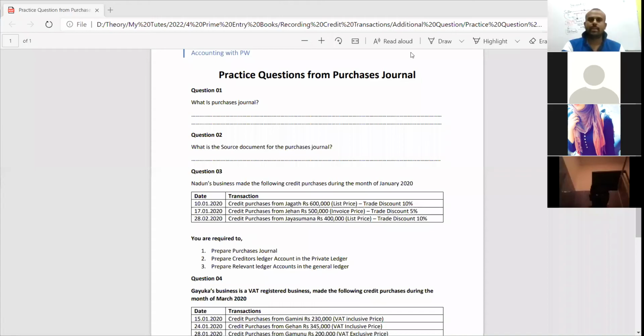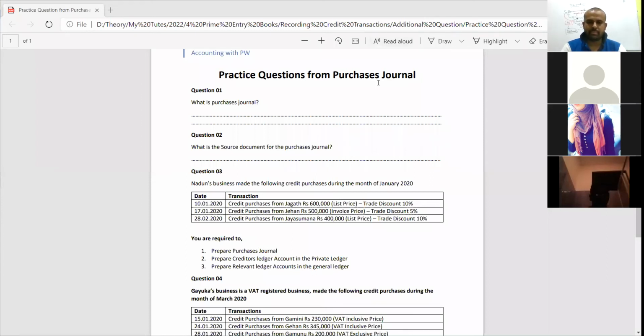Shall we read question number 3? Nadun business had the following credit purchases during the month of January 2020. You are required to prepare the purchases journal, prepare the relevant ledger accounts in the private ledger, and prepare the relevant ledger accounts in the general ledger. Right. Those are the things.